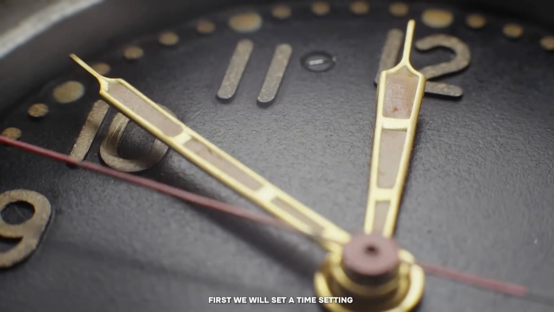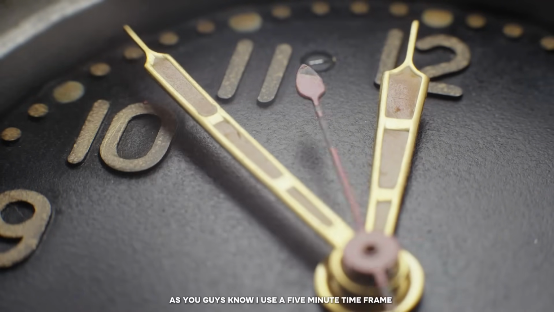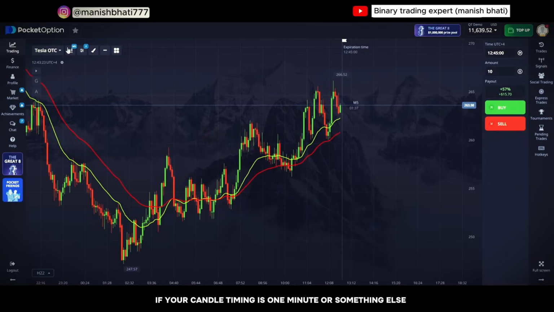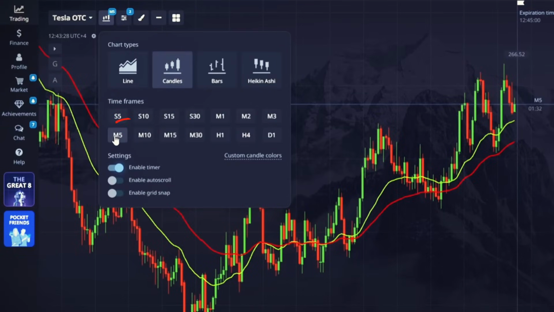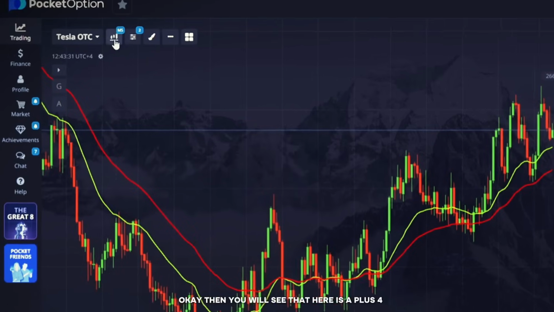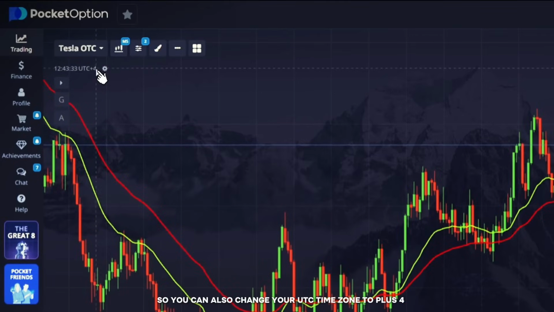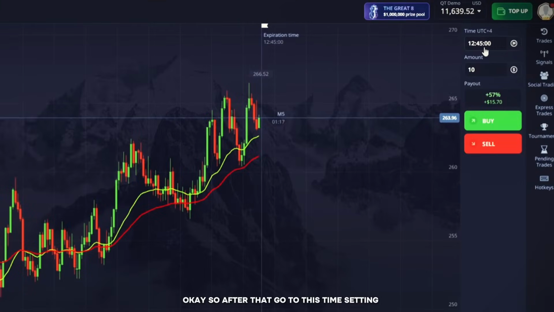First, we will set a time setting. As you guys know, I use a 5-minute time frame. So if your candle timing is 1 minute or something else, you can set it to a 5-minute M5. Okay, then you will see that here is a +4, so you can also change your UTC time zone to +4. Okay, so after that, go to this time setting.